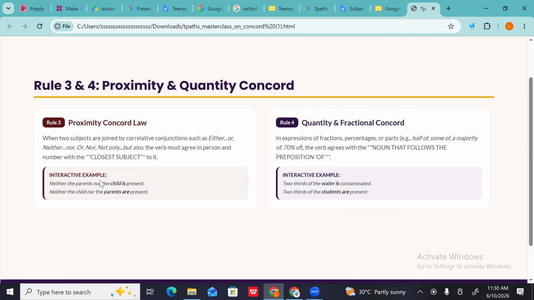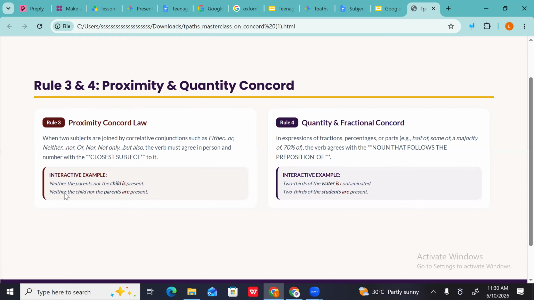So looking at this sentence now, neither the parent nor the child. The closest subject to the verb is what? It is singular, child. We're talking about one child. We don't have children. We have child. So automatically that would have a what? A singular verb, which is what? "Is." "Child is present," not "child are present." Please ignore whatever comes before that.